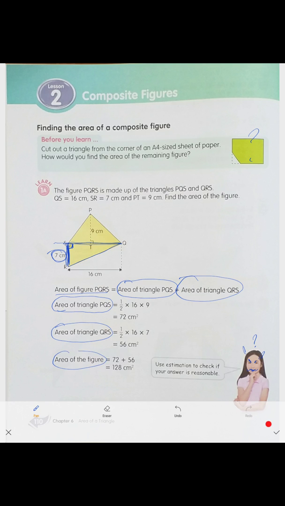And the last step, they found two areas. They found one area in the first step, they found the second area in the second step, and they just add them all together, sum up, and the answer is 128 square centimeters. All right, that's it. Let's go to the next page.